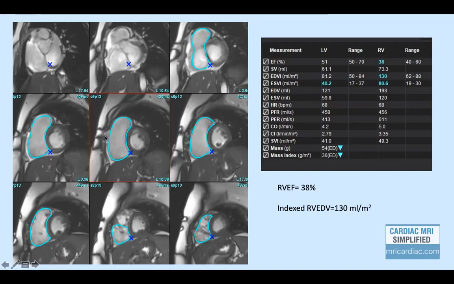4-chamber view has an advantage that it can define the tricuspid annular plane more clearly, while short axis images are the same stack which you use for the left ventricle. The same stack of images can be used. And as you see over here, RV function is reduced, and end diastolic volume, this is indexed end diastolic volume, is also significantly increased.